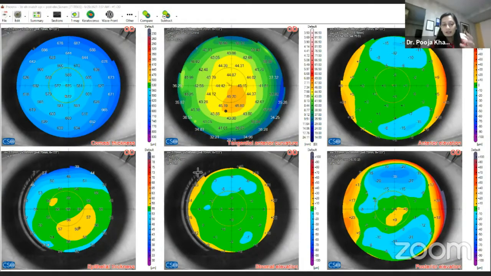So this tells us that whenever you have an inferior steepening and you are in doubt, correlate your epithelial thickness changes, whether it's in the same area or not, and see whether stromal elevation is present or not. That is how we come to know whether it's a normal surface or an abnormal surface. Now, this is one case. I'll just go to the other eye of the patient.